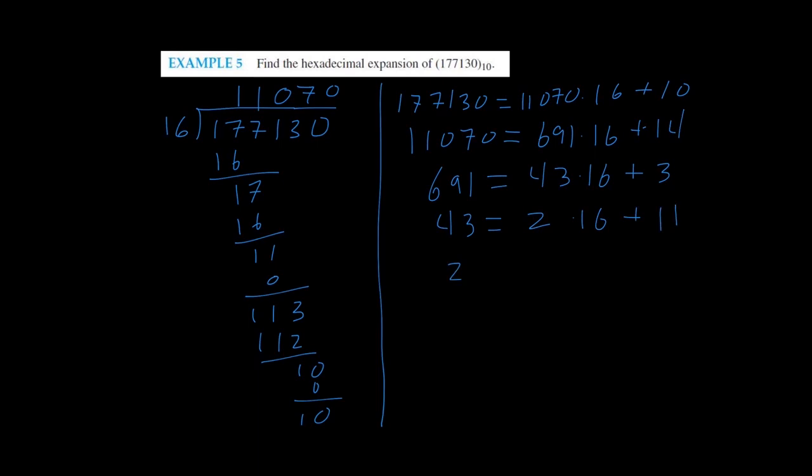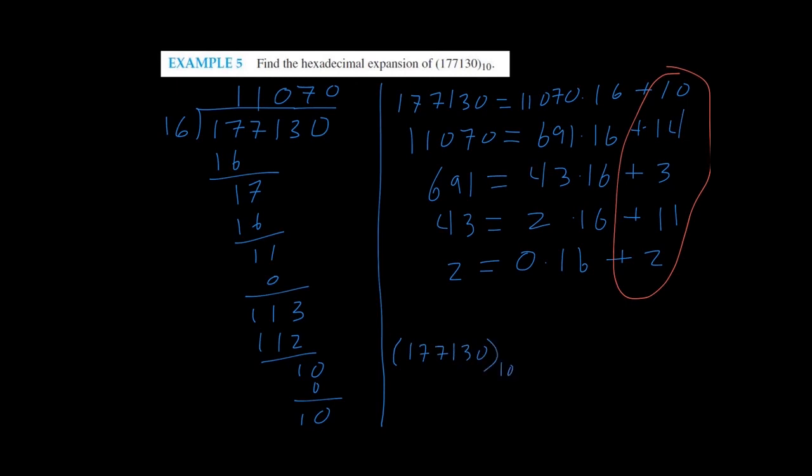and then 2 is equal to 0 times 16 plus 2, and you know that you're done because you have a 0 quotient right there. All right, now to get the hexadecimal expansion, again we look at these remainders, reading from the bottom up. We'll get that 177,130 base 10 is equal to, bottom up, a 2, all right, 11.